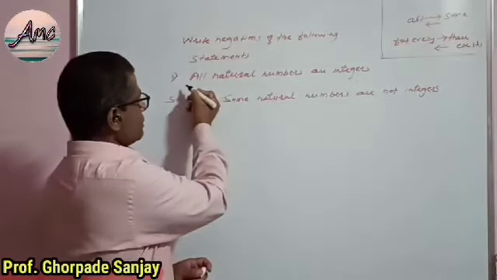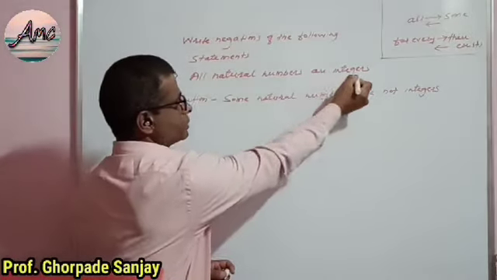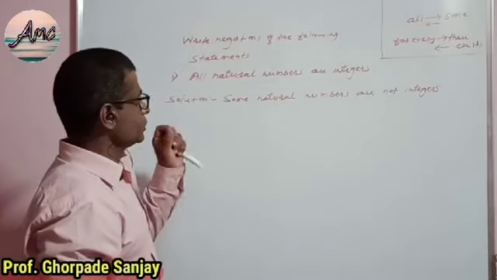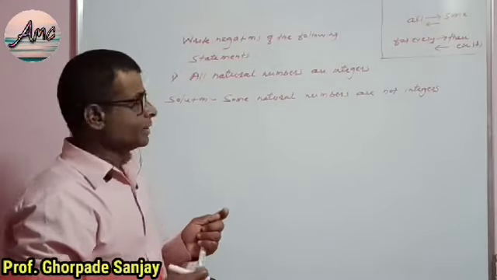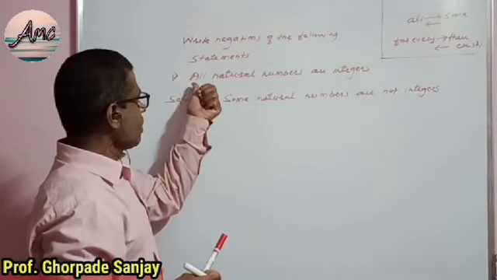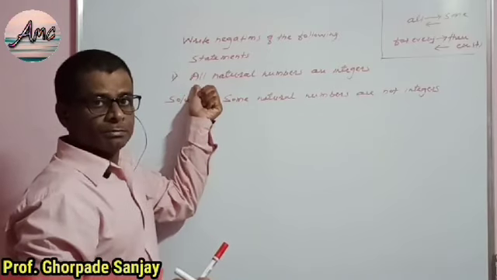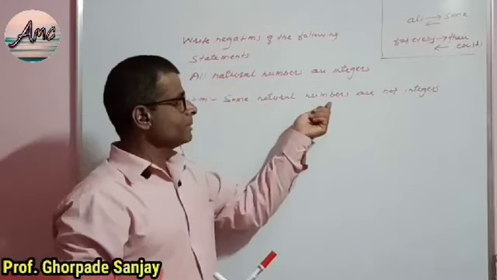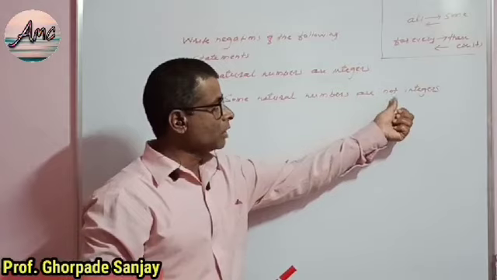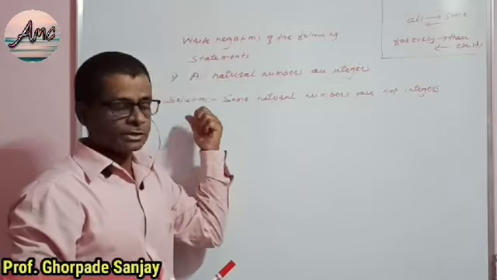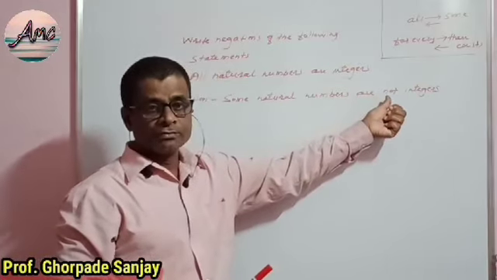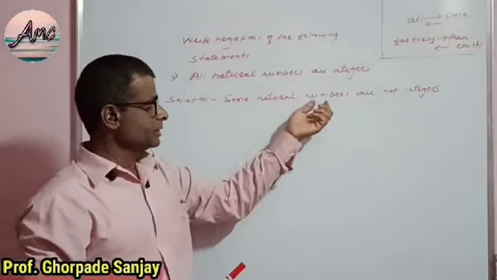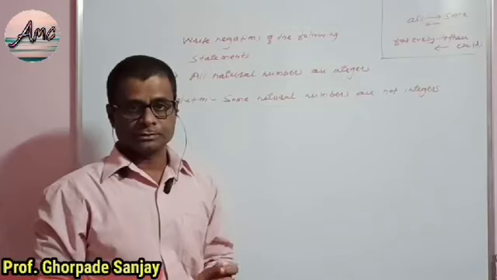The first example is like this: all natural numbers are integers. We know that to write the negation of the quantified statement, the word 'all' is replaced by what? 'Some'. Then its negation is given by: some natural numbers are not integers. Since it is the negation, you should add the word 'not' in a proper place. Some natural numbers are not integers.